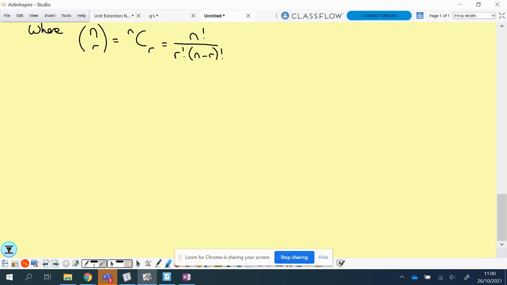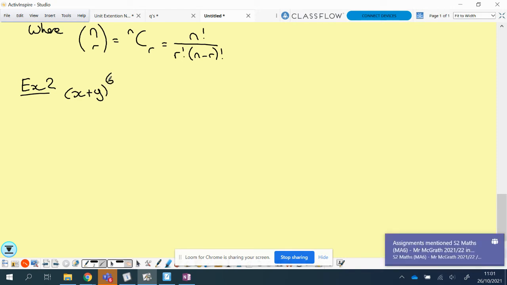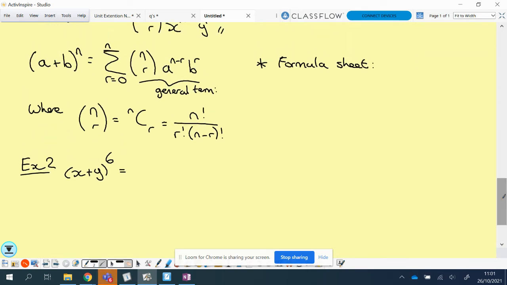Okay, so let's say I wanted to go with the example (x plus y) to the power 6. So using the formula sheet, I know here that n is 6 and r starts off being 0, but then it goes all the way up to 6. I'm going to have to do it for all 7 terms in total if you include the 0.